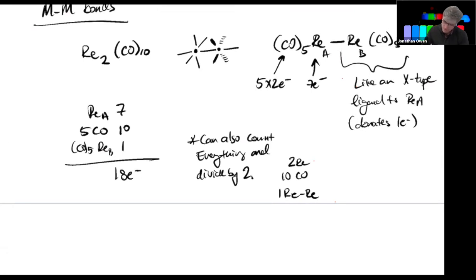So we have 7 electrons per rhenium, that's 14. 2 electrons per CO, that's 20. 1 rhenium-rhenium bond is 2 electrons. Each rhenium is getting an electron from the other one. So this is 36 divided by 2 equals 18 electrons per rhenium.